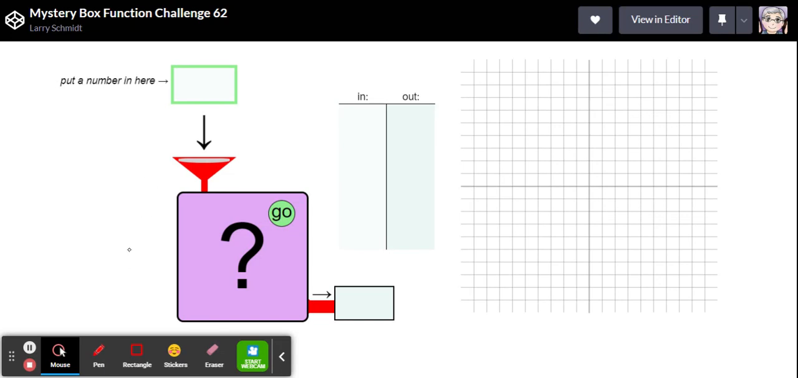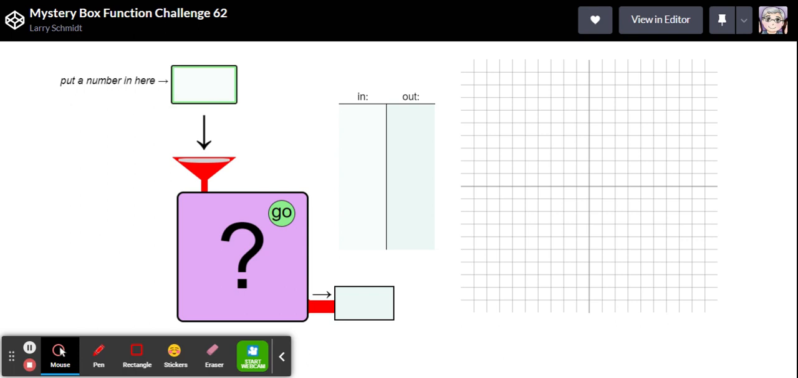In the purple box there's some mystery math. You can pause this video, go to the link in the description, and then put in as many numbers as you like in the top and see how they're transformed as they come out the bottom. Use that information to see if you can tell what's inside the mystery box. When you think you've got it, come on back, listen to the rest of the video and see if you get what I get. All right, let's begin here.